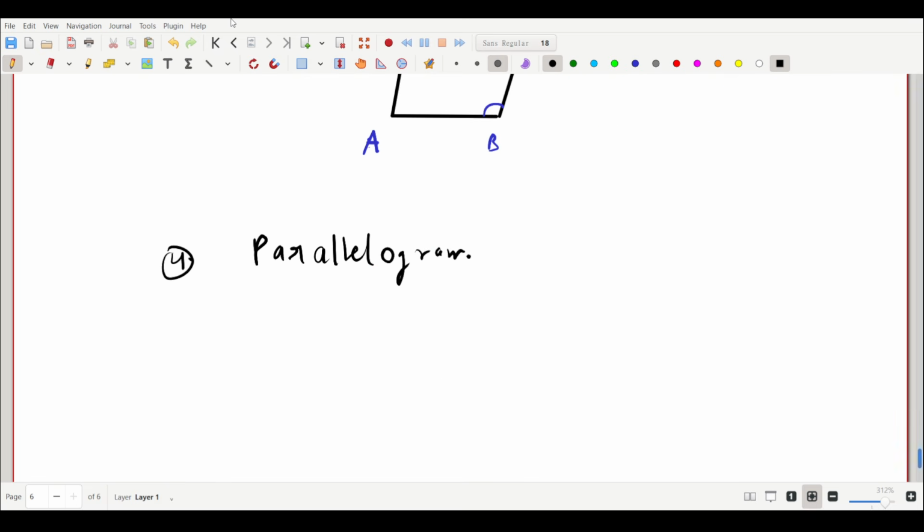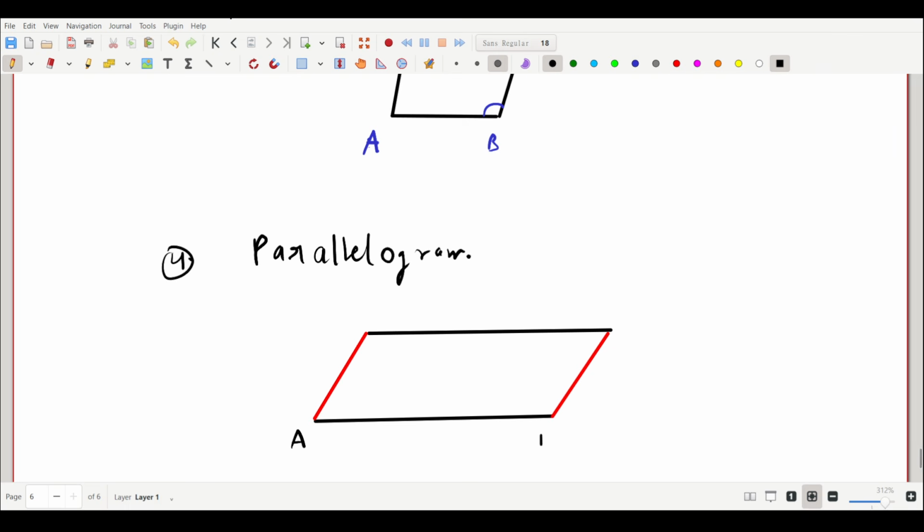So in a parallelogram, unlike a rhombus, only opposite sides are equal. In a rhombus, all were equal. In a parallelogram, only opposites are equal, just like a rectangle. But unlike a rectangle, not all the angles are 90. That's the only differentiation here.